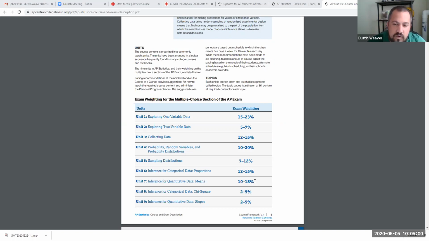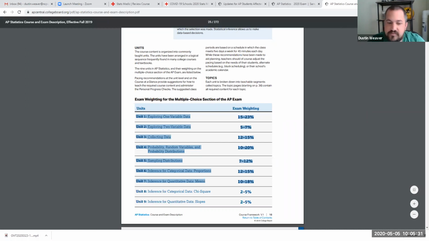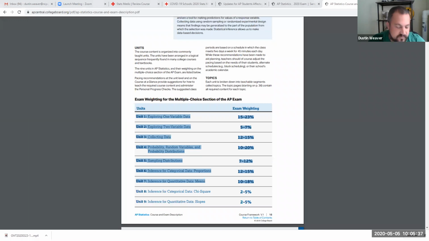Now, what is going to be on the AP exam this year, due to the coronavirus and different things that were going on with people being out of school, the AP exam is going to cover Units 1 through 7, is what College Board decided. So Units 8 and 9 are not going to be on the AP exam. And even in a normal year, you would have seen those in a very small format, because it's only counted as 2 to 5% of the course.